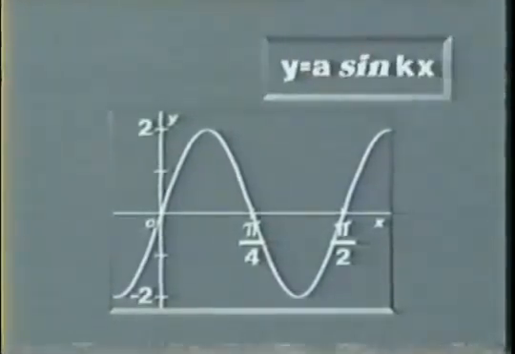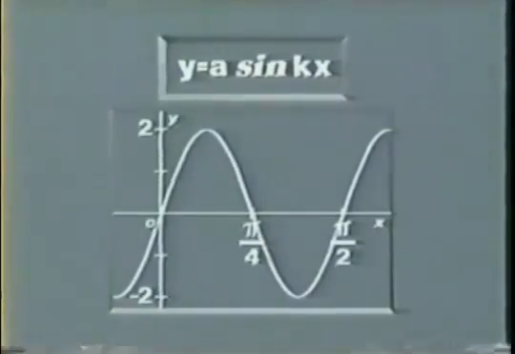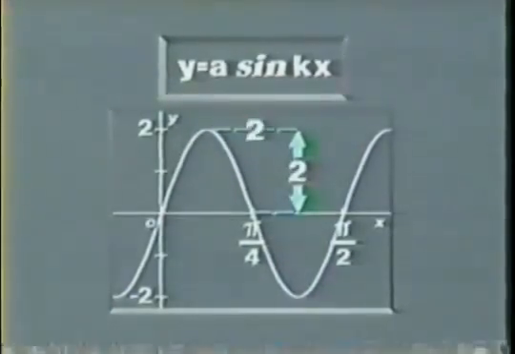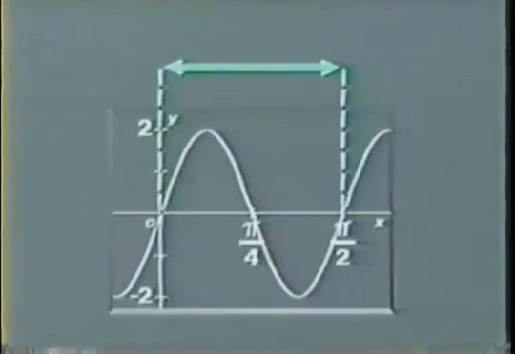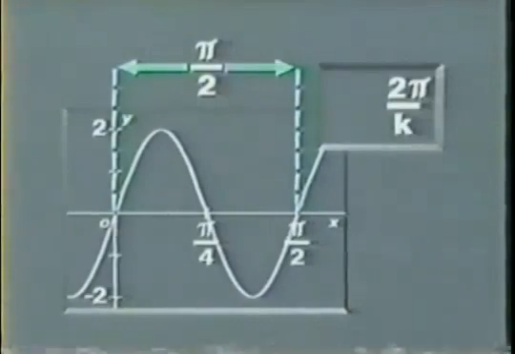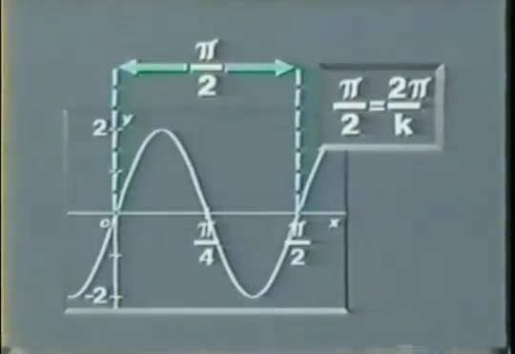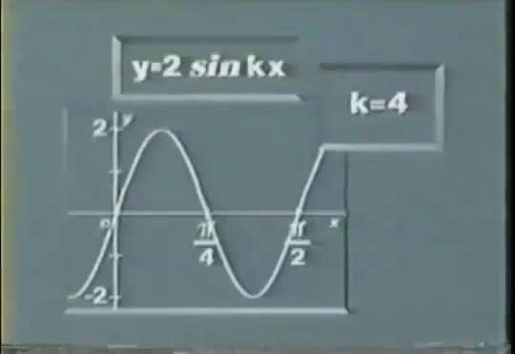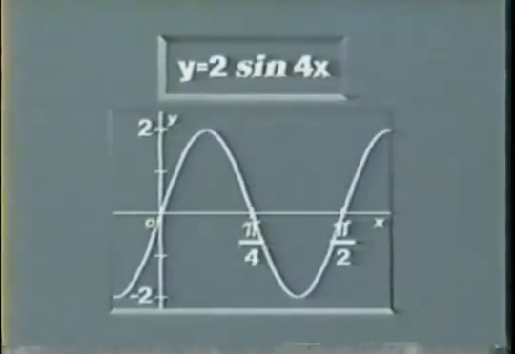We'll use the general equation, y equals a sine kx. We can see that the amplitude is half this distance, 2. So a is 2. The period is this distance, pi over 2. We know that the period is 2 pi over k. So pi over 2 must equal 2 pi over k. Solving gives k equal to 4. Therefore, the equation must be y equals 2 sine 4x.